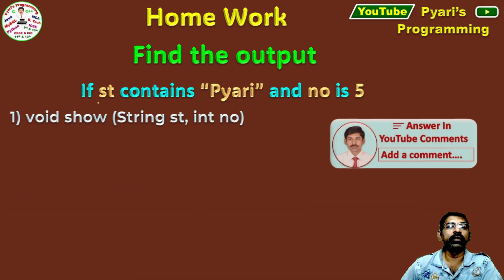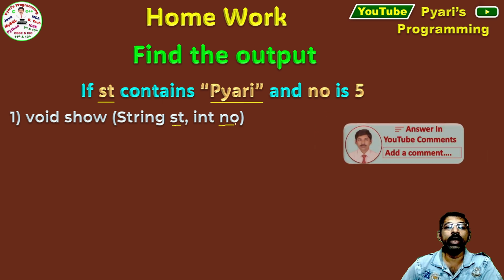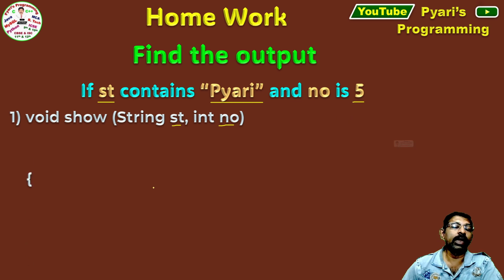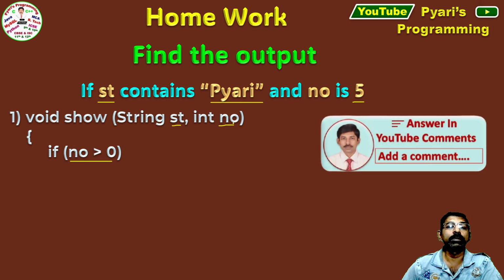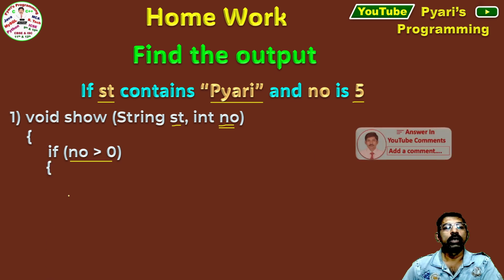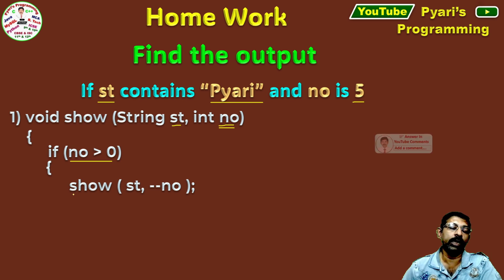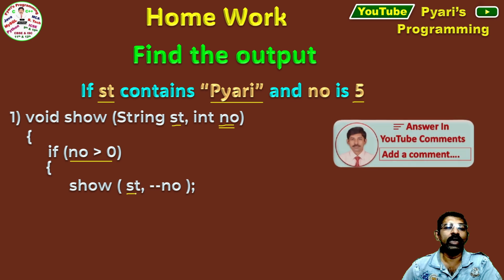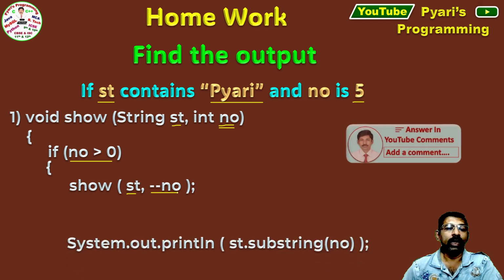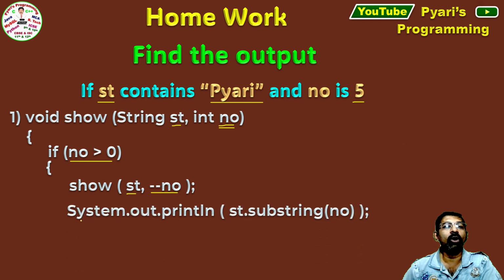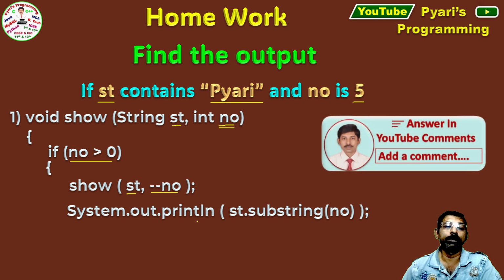It says that if st, this one is your st, contains parity and the second parameter no contains 5. Then the body of the method says that the base condition is no greater than 0. That means it is checking the second parameter. Inside the if condition, the statement which is responsible for the recursion, that it is calling the method, it is passing st as the first parameter and the second parameter is minus no. Then what is this statement called? The statement which is performing the operation, that is the operational statement.